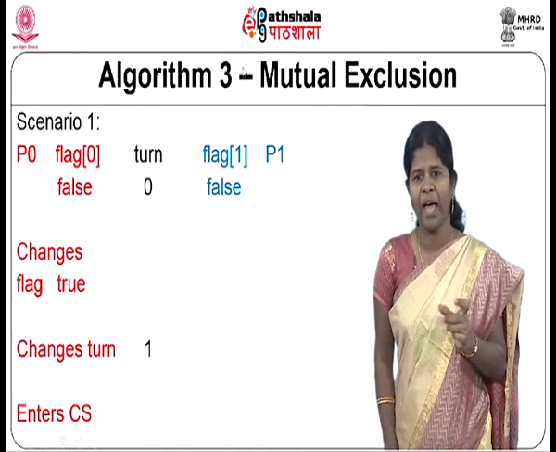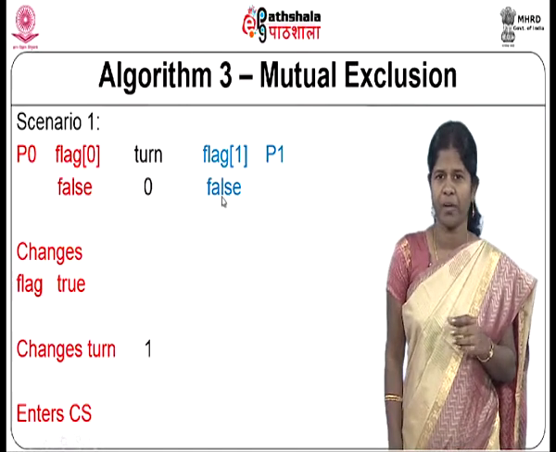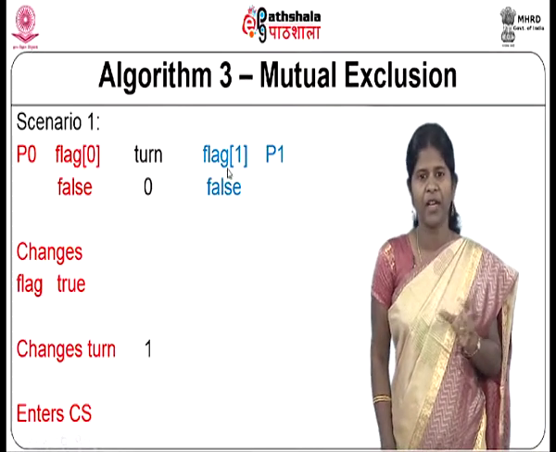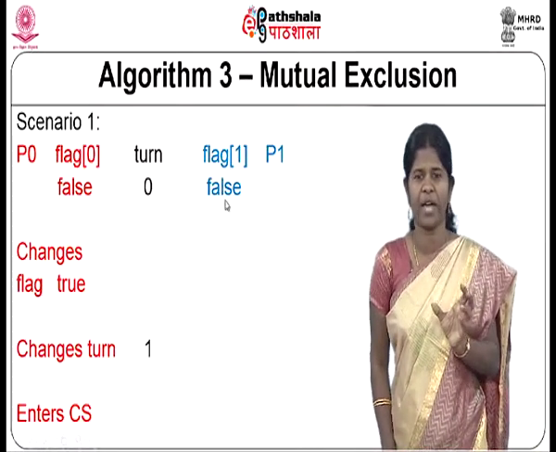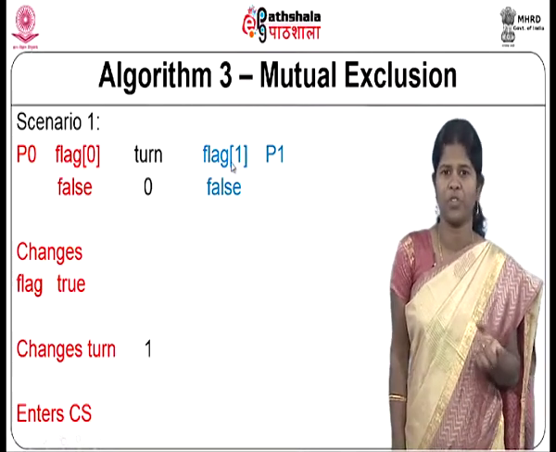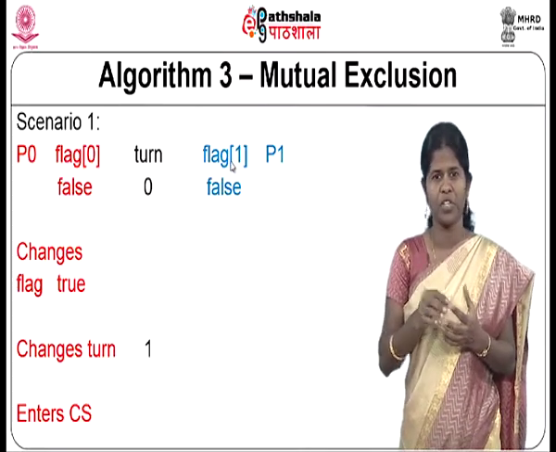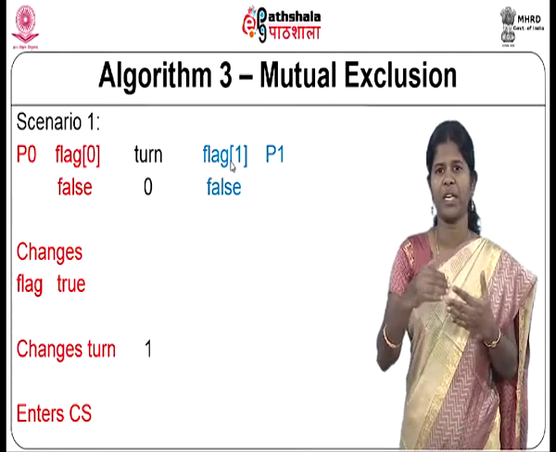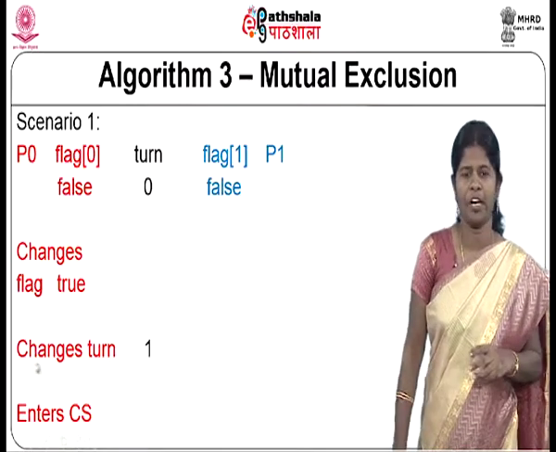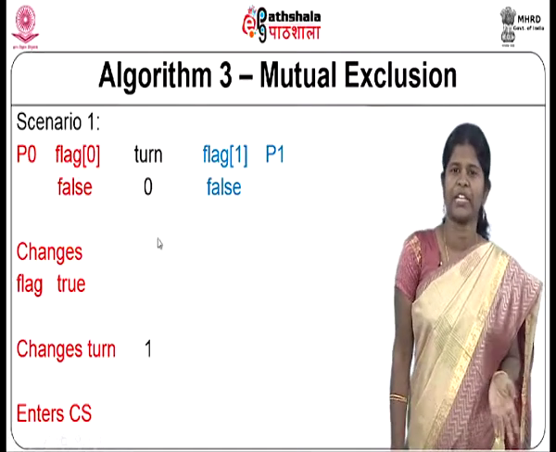But now the flag of the other process, flag of P1, is false. So, in that while condition, flag of j being true and turn equal to j, the first part, flag of j being true, is not true now. So, it is false. Because the condition within the while loop becomes false, it comes out of the while loop. And next it can enter the critical section. So, P naught is now in the critical section, and P1 is not even attempting to enter the critical section.